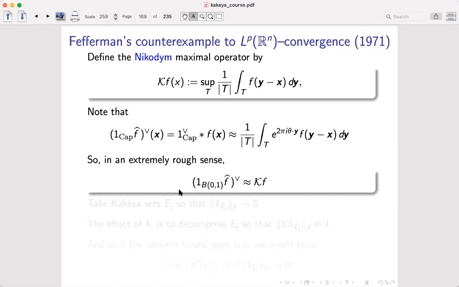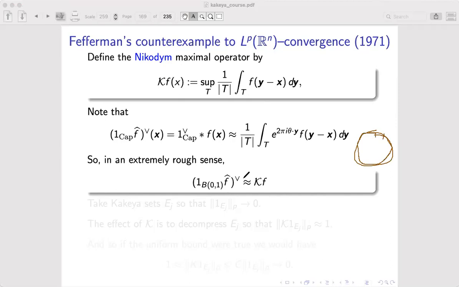When you look at this operator, you can divide it up into little caps. You can do lots of decompositions of the ball into little delta neighborhoods, and then cut it up into little caps. So this is like a sum of all of these, if you like, and this is a supremum over these things. But let's just pretend, essentially, that the idea is that there's some similarity between this and this.